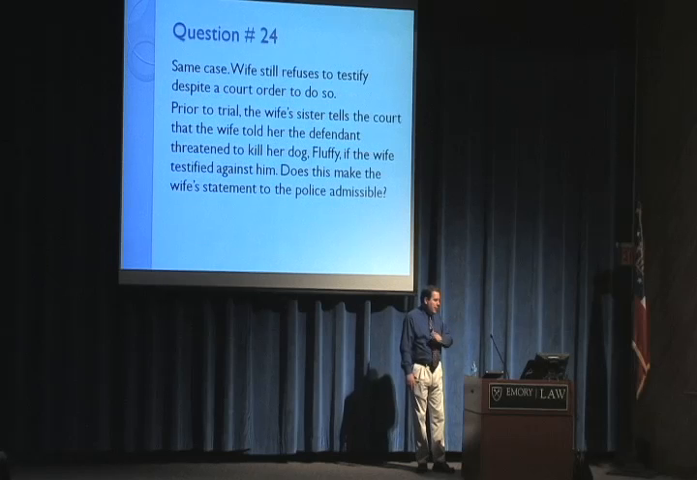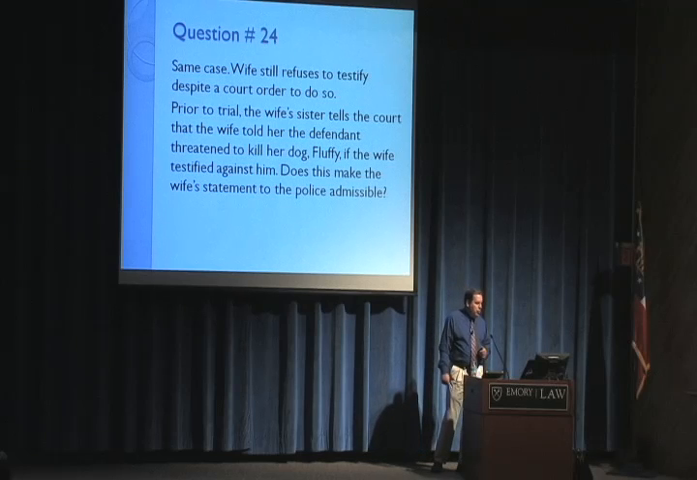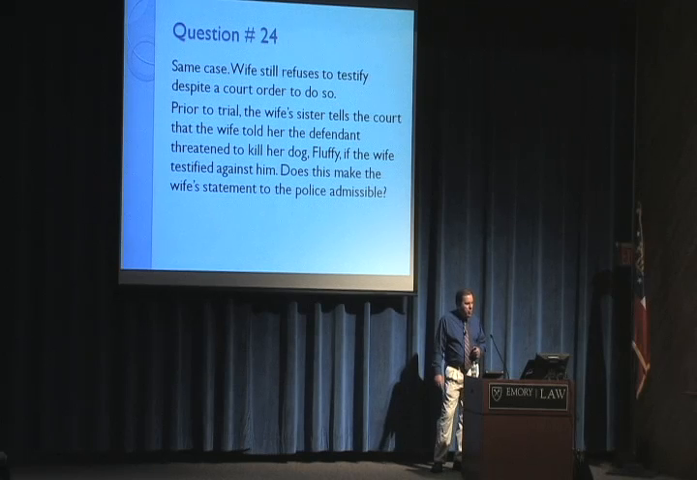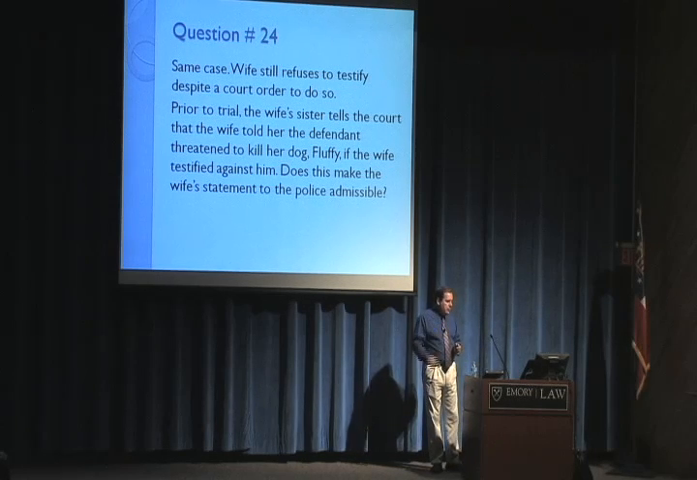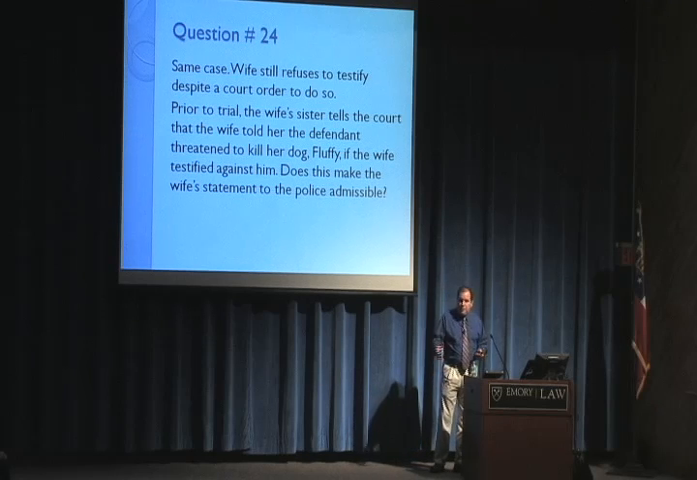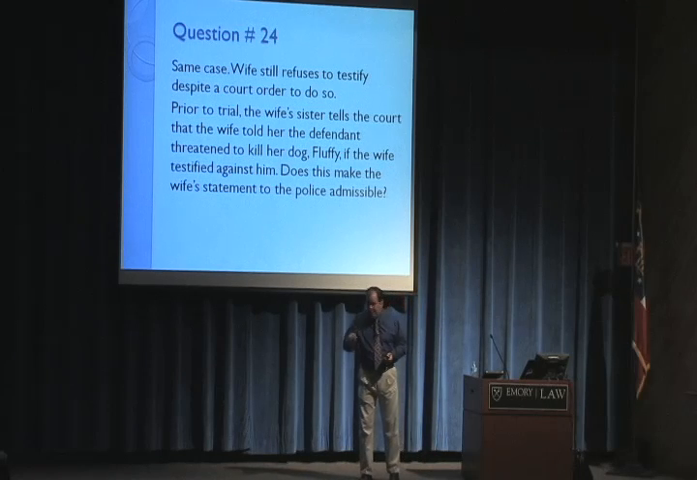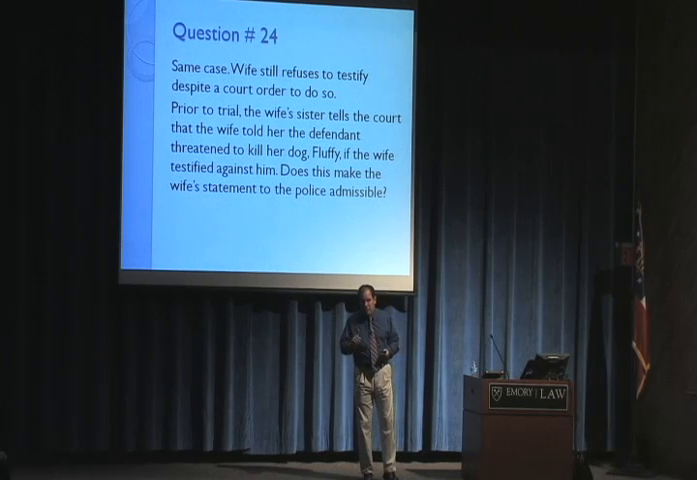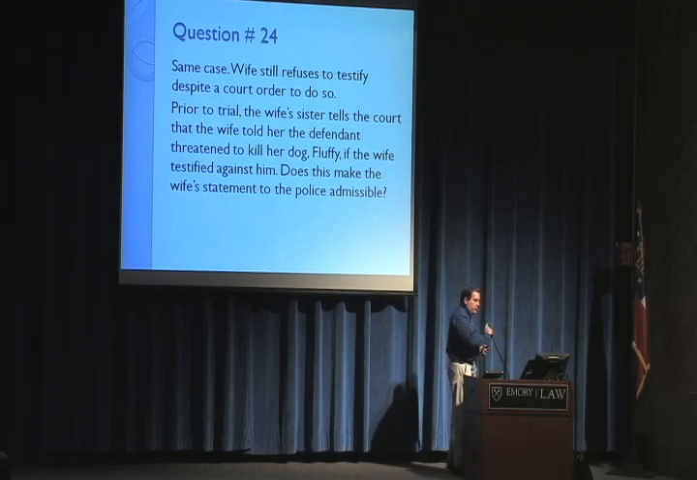And connected with that, there's our last slide. In the same case, wife still refuses to testify despite a court order to do so. Prior to trial, the wife's sister tells the court that the wife told her the defendant threatened to kill her dog Fluffy if the wife testified against him. Does this make the wife's statement to the police admissible? Now, we've already talked about how that statement to the police the day after the incident reporting the crime is clearly testimonial, clearly barred by the confrontation clause if the wife doesn't testify and subject herself to cross-examination. The question here is, do these facts change that outcome?